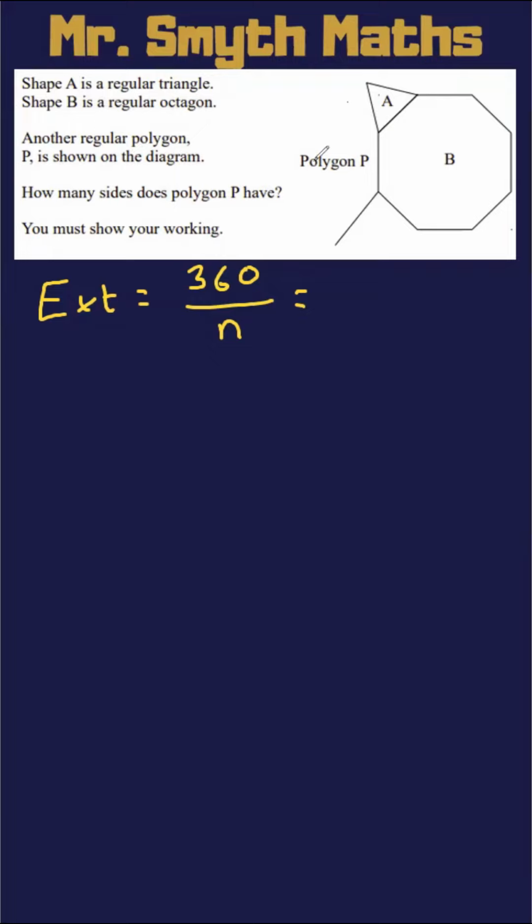But also it says that we've got shape P as a polygon and they're just smushed together. And we just have to work out how many sides polygon P has. But we can see we've only got part of the system. So we just have to work it out. And we've got to show our working out.